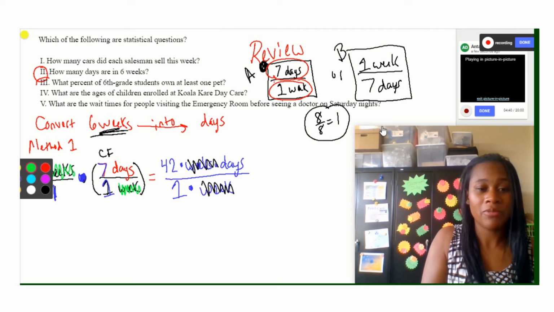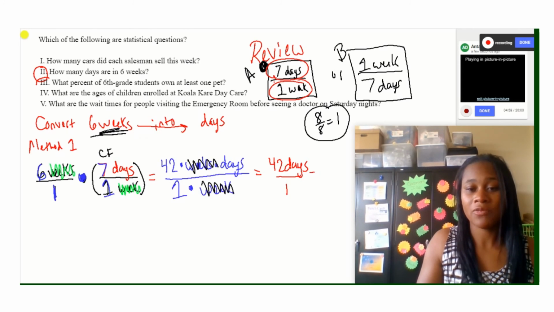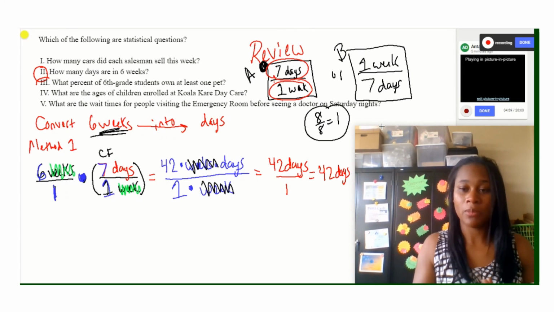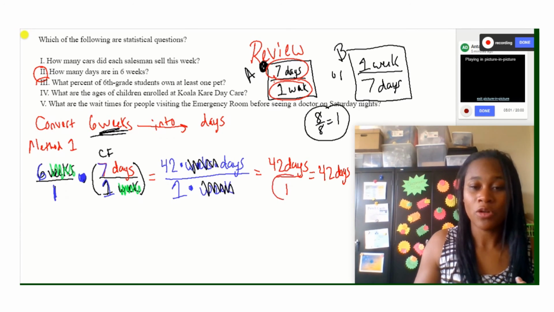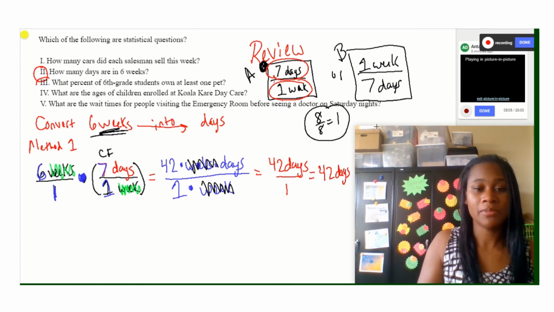And then you'll be left with just 6 times 7 days. And 6 times 7 is 42 days. And then for our denominator, we have 1 times 1, weeks canceled out, so that's 1. And 42 days divided by 1 is just 42 days. Now, you don't need to put divided by 1. We know a number divided by 1 is itself, so you don't even need to do this step and then go to the end. All right, so that's method 1.